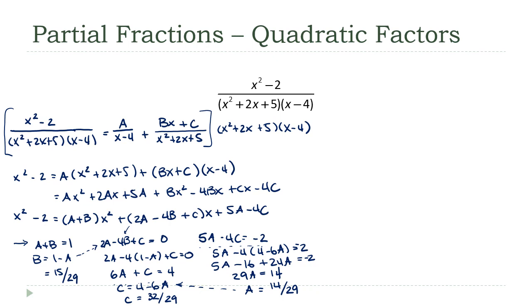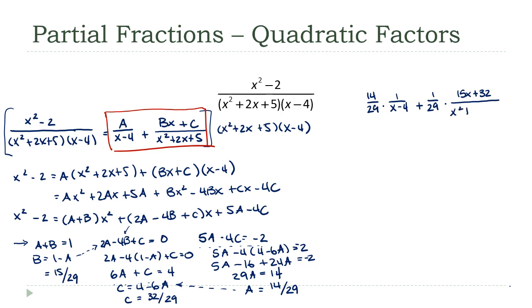All right, so what does that make my answer? Well, we'll refer again back up to here, right? And we'll put A and B into that equation. And this becomes 14/29 times 1 over x minus 4, plus, and I'm just going to pull the 1/29 part out and make this 1/29 times 15x plus 32 over x squared plus 2x plus 5. And there's my final result. Right? That's my partial fractions decomposition for this expression.